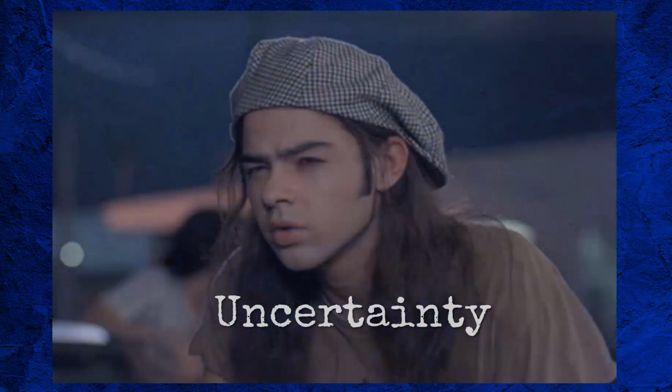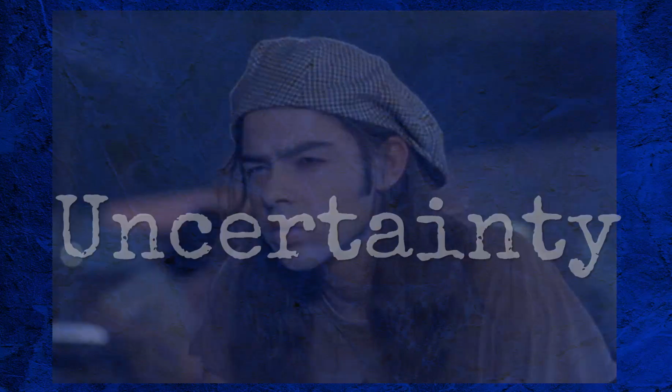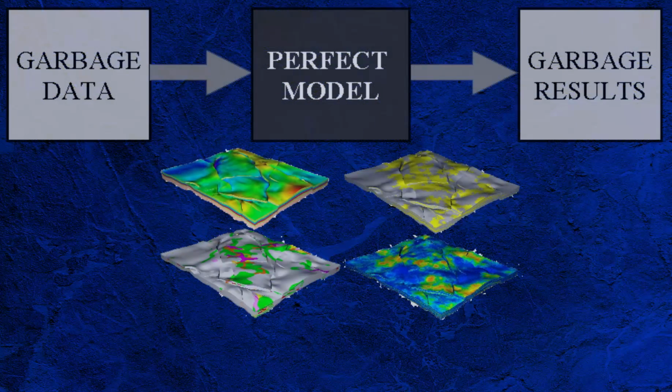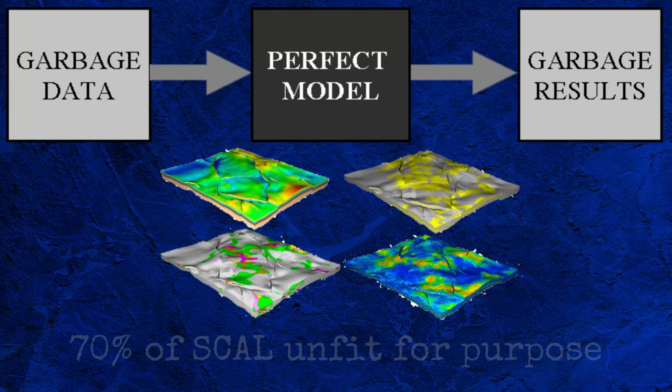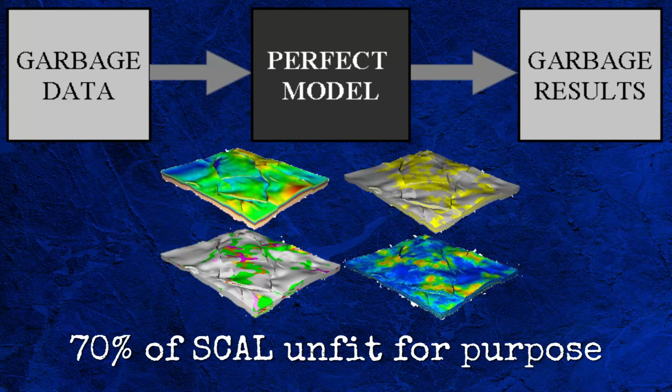And what Bob said is that the predictable consequence of not having core data is greater uncertainty. So core is looked upon as the ground truth. But in my experience, looking at a variety of vintage core analysis reports from all over the world, generally 70% of SCAL is deemed to be unfit for purpose. Now that's not necessarily the laboratory's fault.